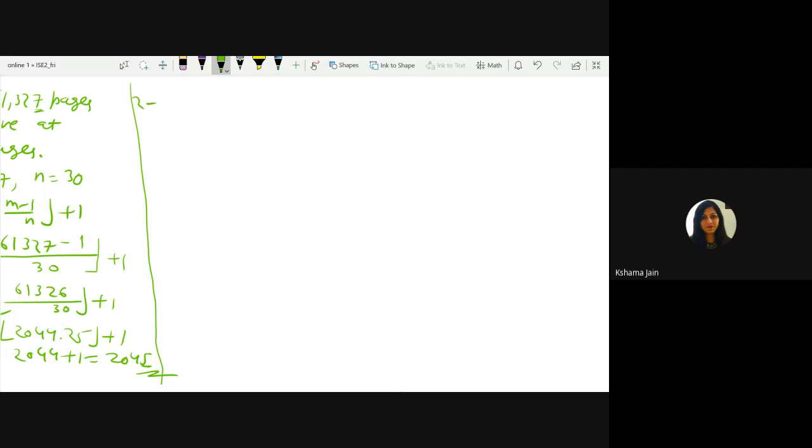This type of problem will come like I am taking now. If 8 children are born in the same week, in a week 8 children are born, then prove that two or more children are born on the same day of the week.